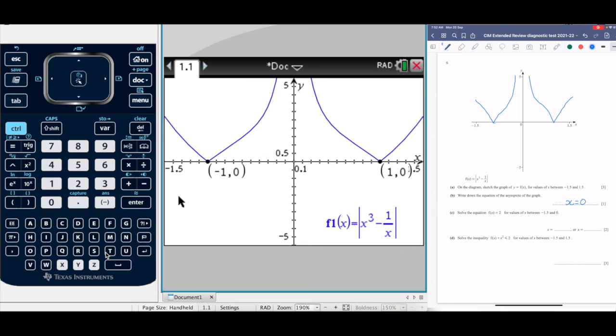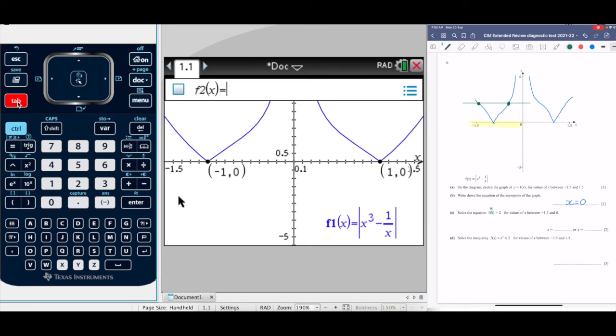Then I need to solve the equation for f of x is equal to 2 for the values between minus 1.5 and 0. So that means that I'm only looking at the negative part of my graph here. So I'm only looking at this side of my graph, and I want to find the answer when f of x is equal to 2. So what I'm going to need to do is draw on the line y equals 2, f of x equals 2. We know that f of x and y mean the same thing in this respect. And then I'm looking for the solutions, which are there and there.